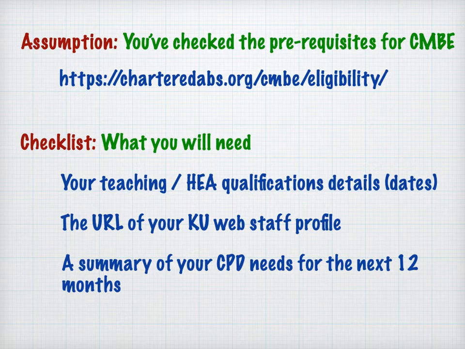You'll need your teaching qualification and the year that you got that teaching qualification. That's quite useful. The URL of your Kingston University webpage, and one of the things that you will have to supply is a short paragraph explaining what your CPD needs will be for the next 12 months. So it's quite useful just to tap that into a Word document or a text document. Just 4-6 sentences, quite brief, exploring what your CPD needs will be. And what you'll do later on in the process is copy and paste that into the website.